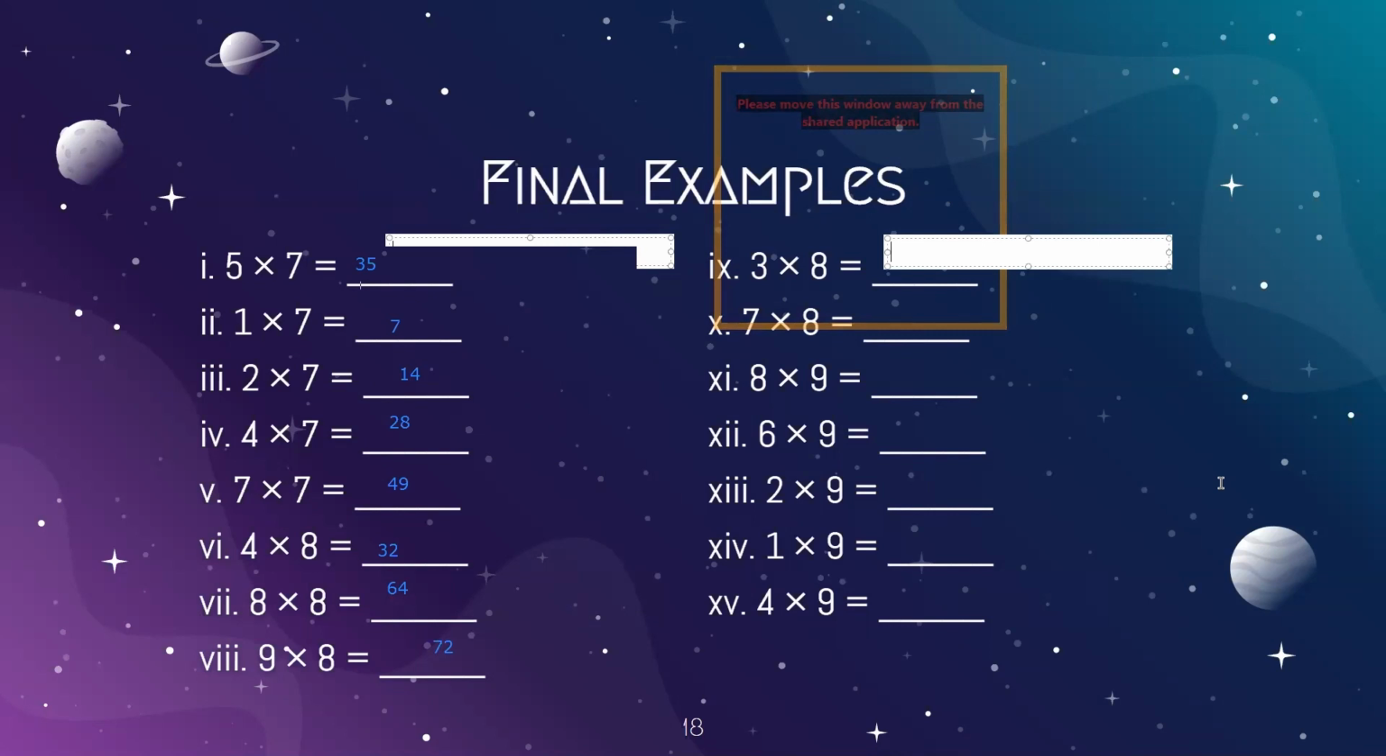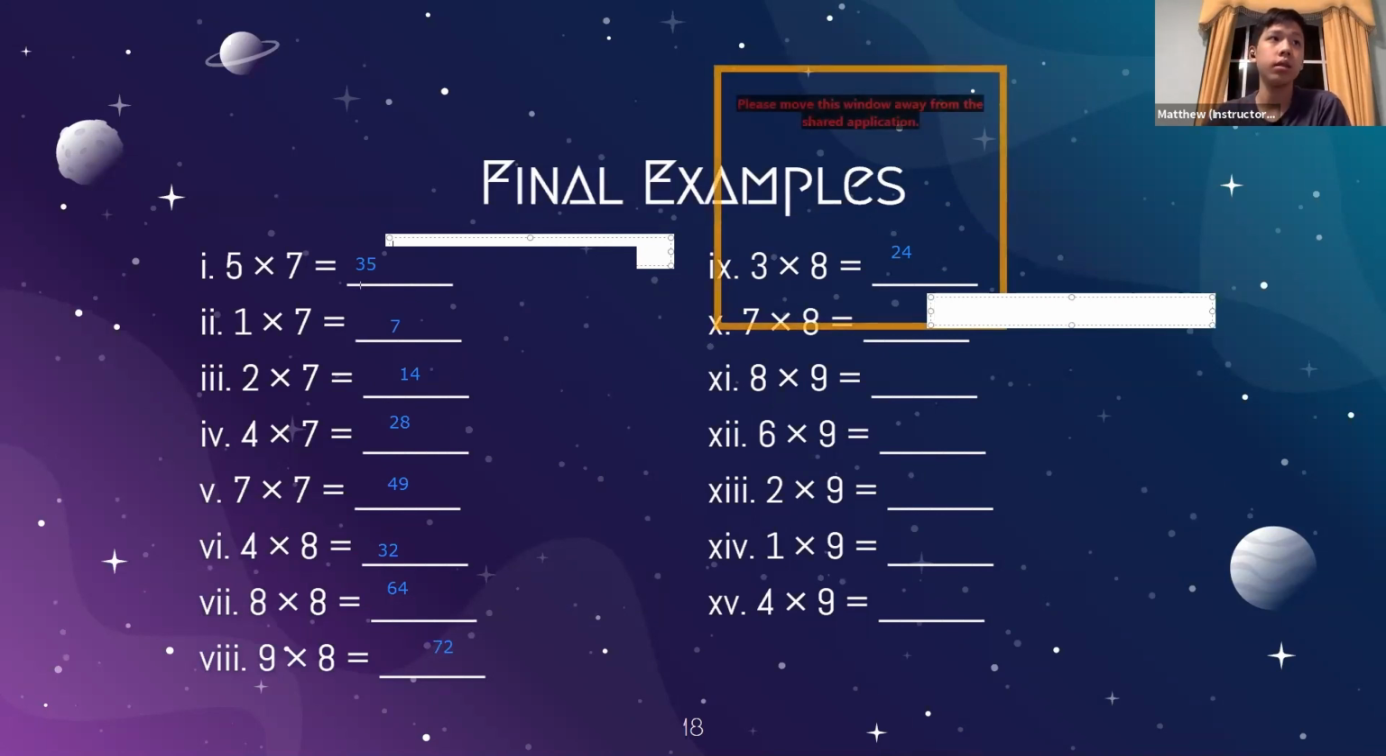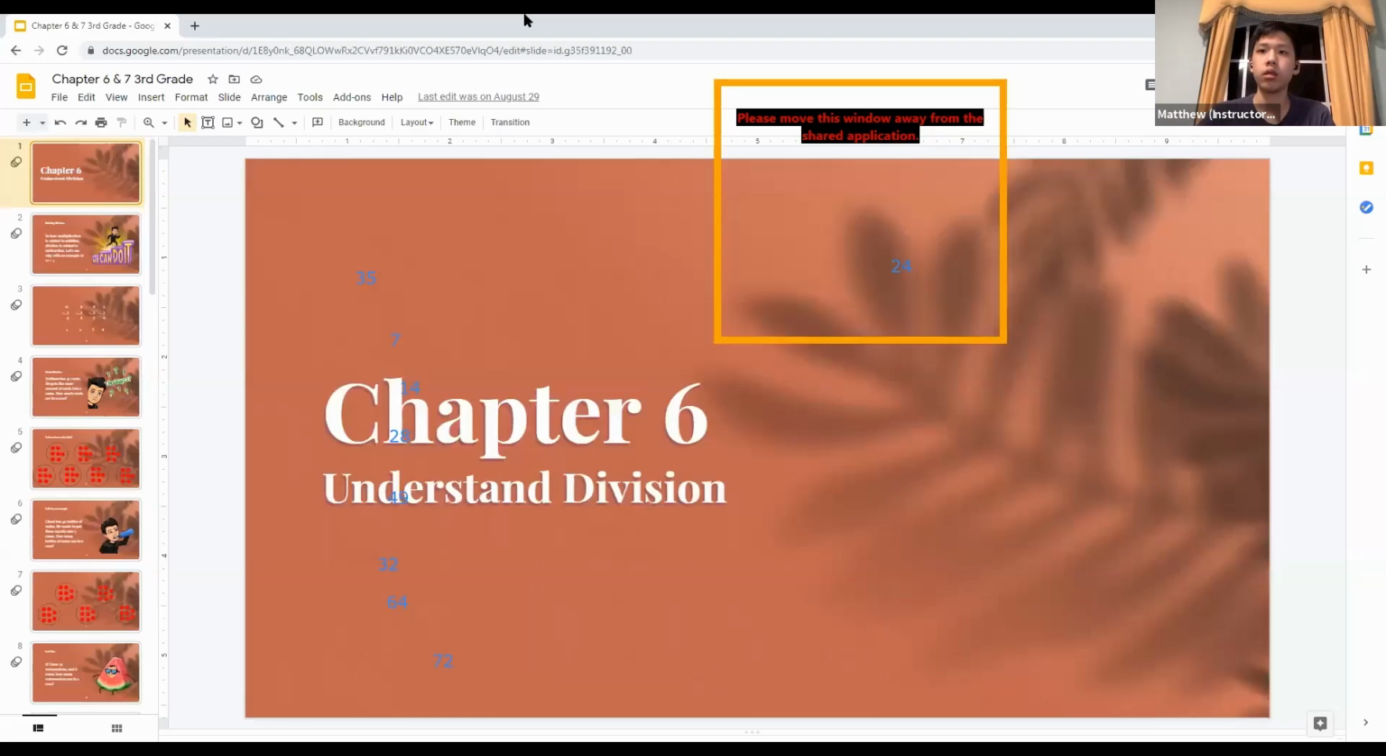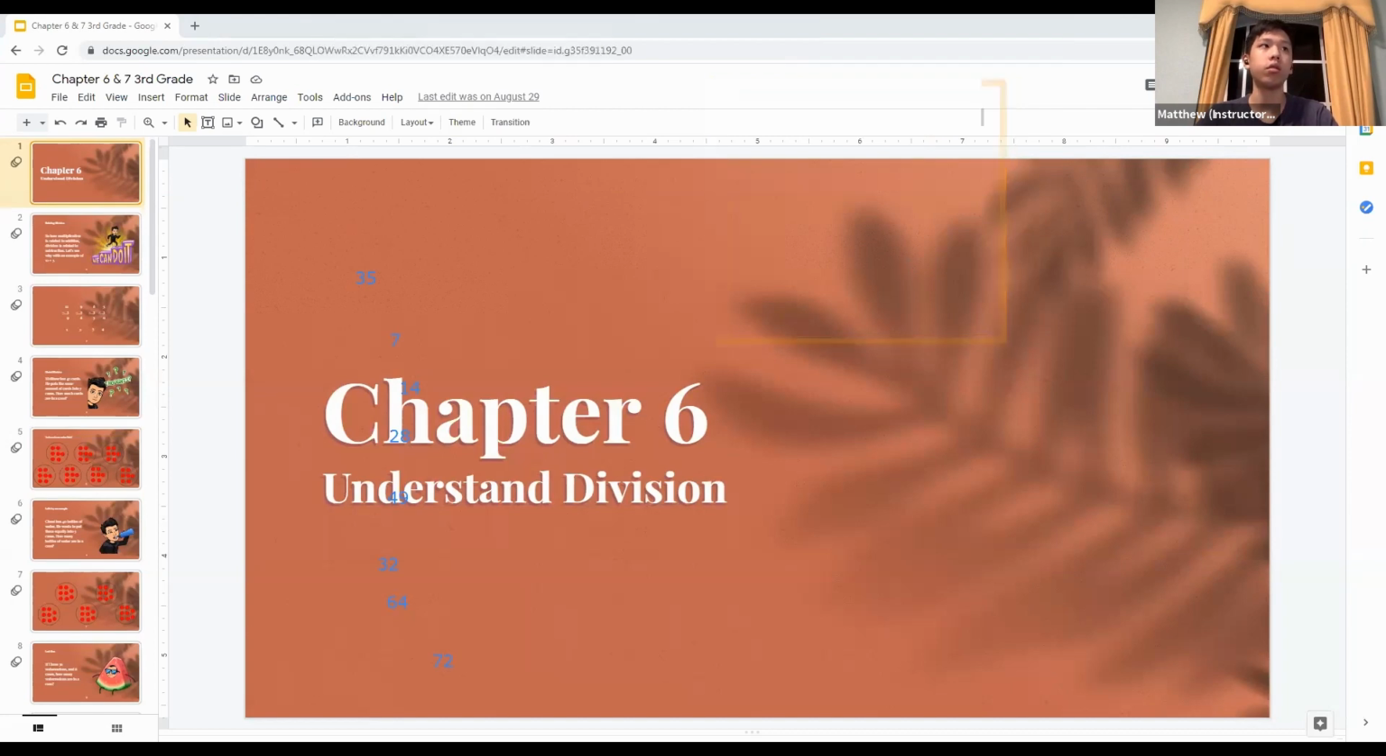24. Correct. What about 8 times 7? Do you know what 8 times 7 is? Oh no. Where's my mouse? My mouse has disappeared on me. Look. There you go. There's my mouse.